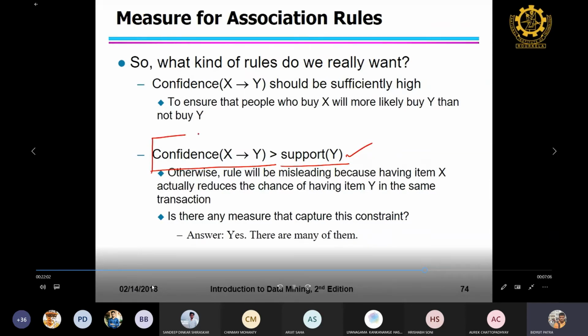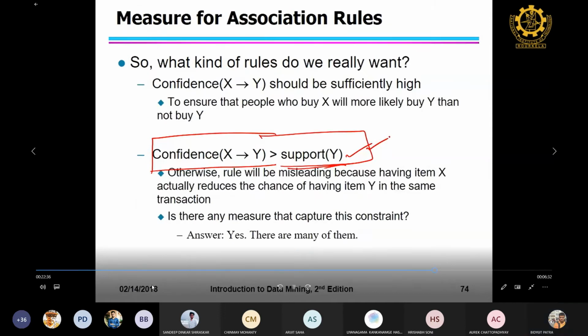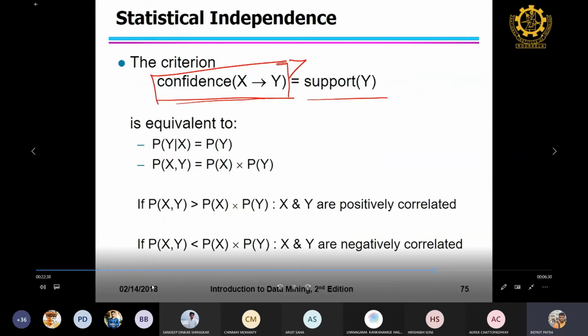Here, X and Y should be sufficiently high to ensure that the people who buy X are more likely to buy Y than not buying Y. What do we want? The confidence of X to Y should be greater than the support of Y. So if we consider the support of Y, we will come up with a new measure. The criteria is that the confidence of X to Y should be greater than or equal to the support of Y. For simplicity, we consider this as equal. Earlier I said it should be greater than, right? Now we say it should be equal.